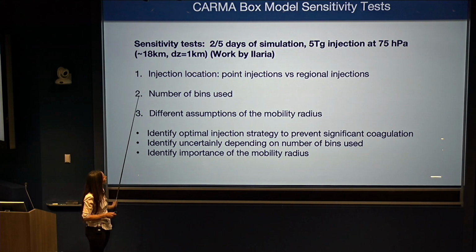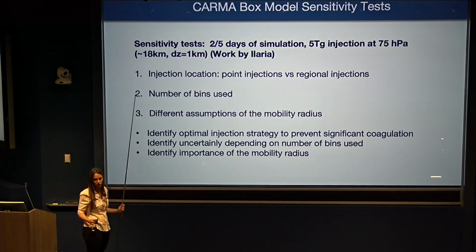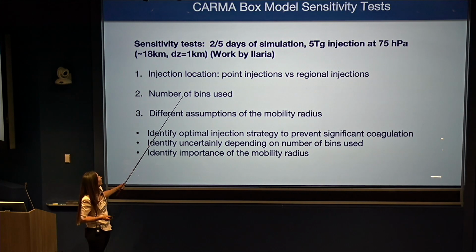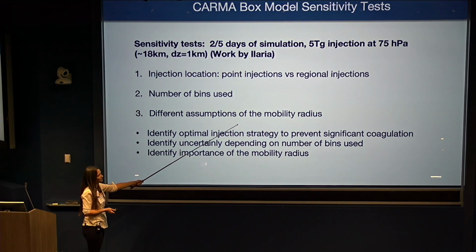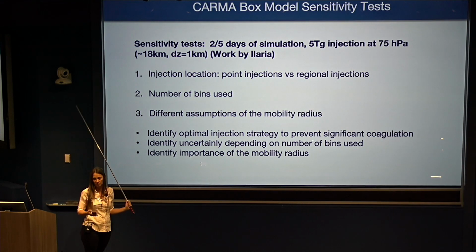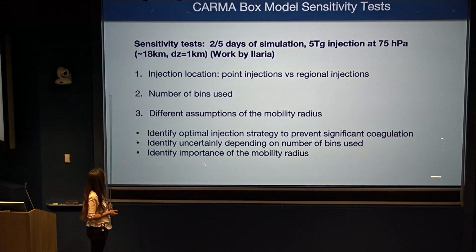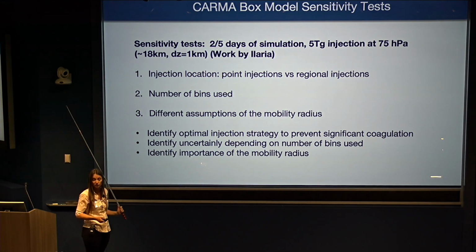We can look at injection locations, thinking about point injection versus regional injections. How will these size distributions differ? Number of bins can change results. And we also had differences from Sandra's work in assumption on the mobility radius. How much does that matter? So we really can, with this way, identify more optimal strategies for injections, for example.